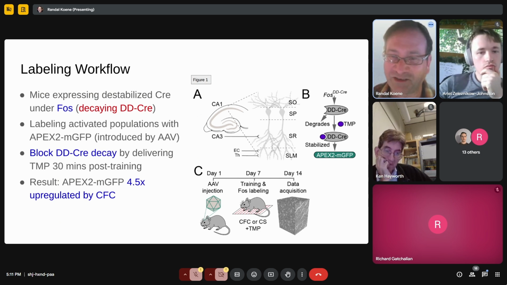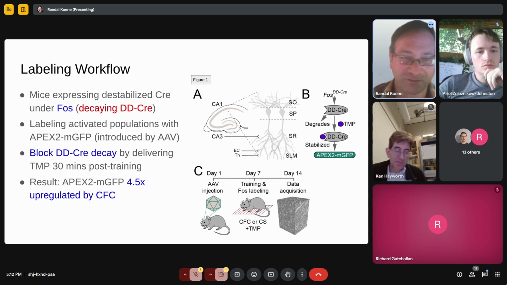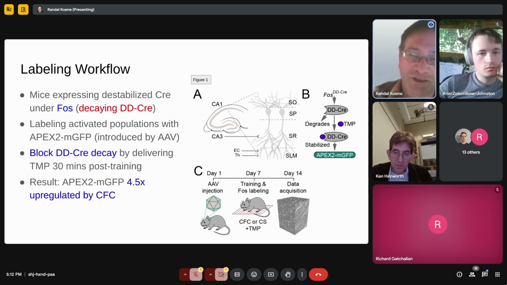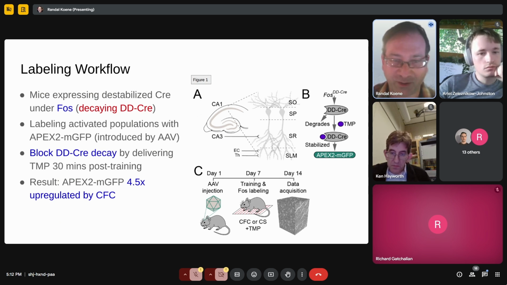AAV-DJ-DIO Apex2 MGFP, which I am not going to repeat that whole thing, into the hippocampus of previously characterized knock-in mice that express destabilized Cre, or DD Cre, under the control of endogenous FOS promoter. FOS is an immediate early gene whose transcription is restricted to a narrow window following neural excitation. Now, the decay of the DD Cre can be blocked by peripheral delivery of the blood-brain barrier permeable antibiotic TMP.